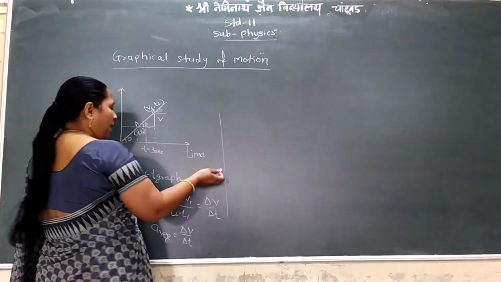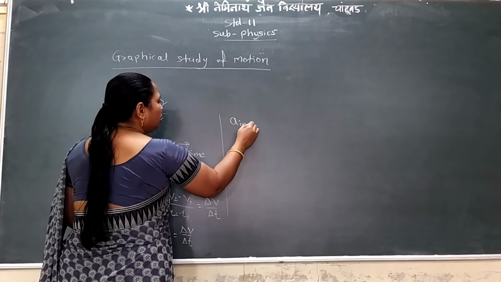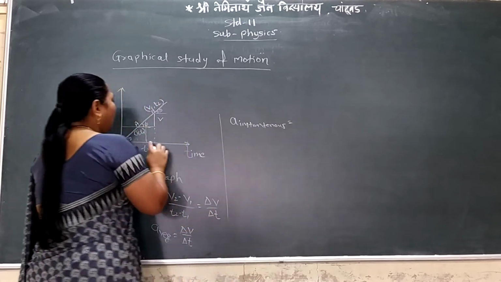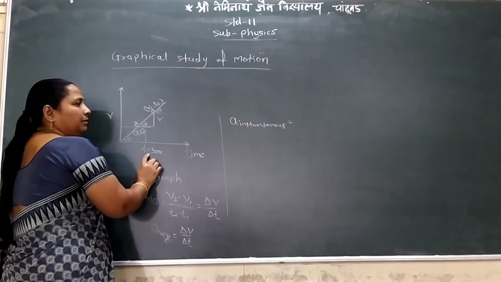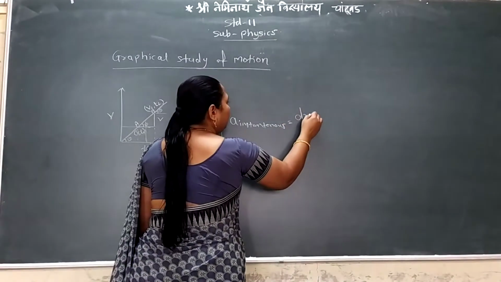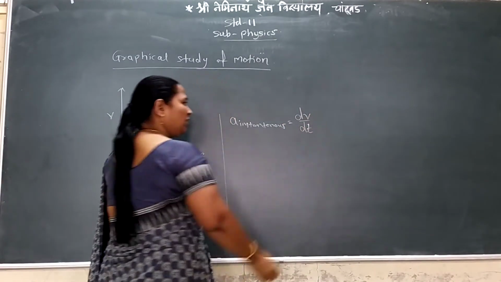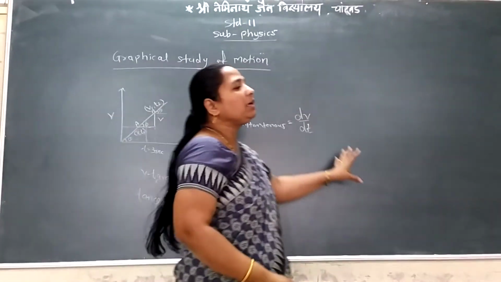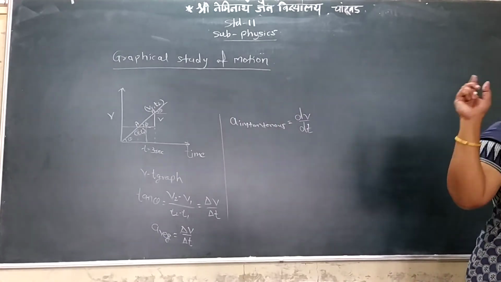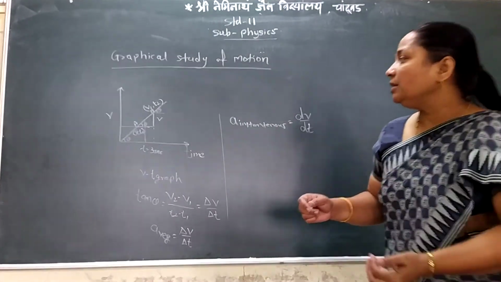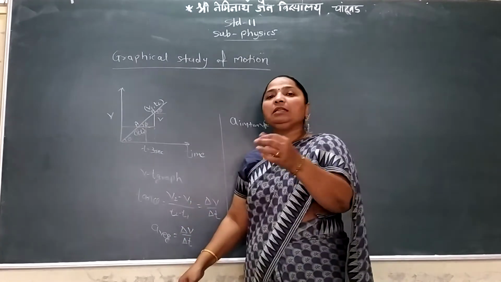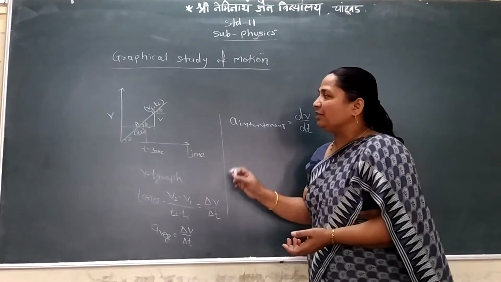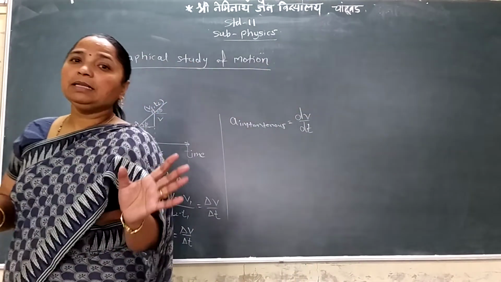Instantaneous acceleration at time t equal to 3 seconds is dv by dt, the change in velocity at the particular time where delta t tends to 0, where the change in time, t2 minus t1, tends to 0. Therefore, dv by dt is known as instantaneous acceleration.